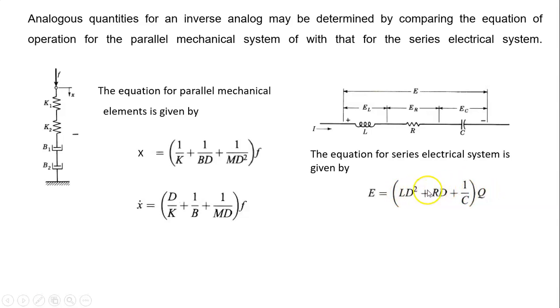If you take D common, D outside of this equation, what will happen? LD plus R plus 1 upon CD, into DQ. DQ means I, current I. Therefore that equation I will write here: E is equal to, into bracket, LD plus R plus 1 upon CD, into I. We have taken D common from this equation.